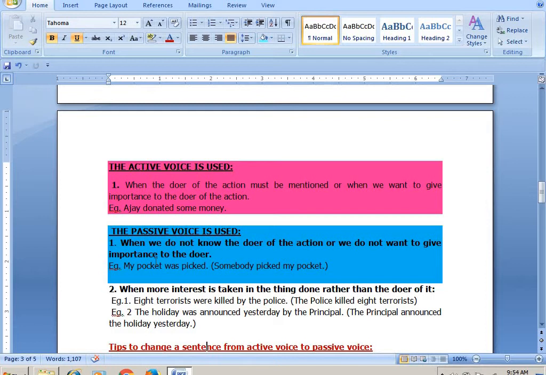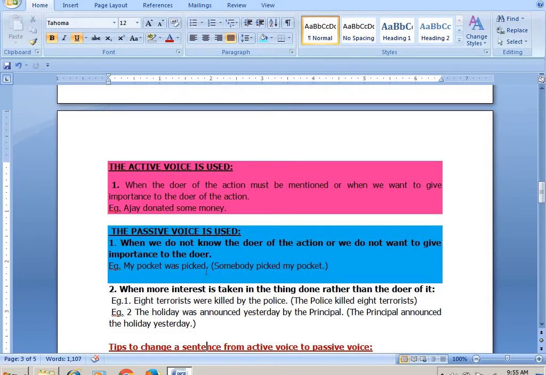You are not interested in the person who has done it, but you are interested in knowing what has been done. And so, therefore, example, my pocket was picked. Now, somebody has done that. Somebody picked my pocket. You do not know, neither do you want to know, but somebody, maybe in the train or in the marketplace, in a public place, when you were in the crowd, your pocket was picked. And therefore, you are giving importance to what? This is a passive voice. Somebody picked my pocket. My pocket was picked.